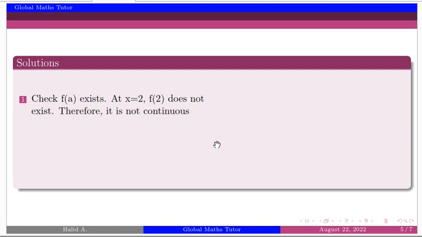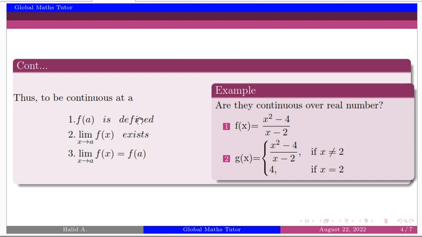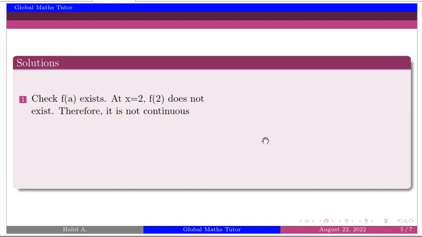So for the first one, since at x equal to 2 it is not defined, therefore it is not continuous. For the second one, first we have to check if it is defined. So g of a is defined, since for all real numbers, for example for 2 it is defined as 4, and for x different from 2 we can substitute and get any value. So its domain is all real numbers, so this is defined.